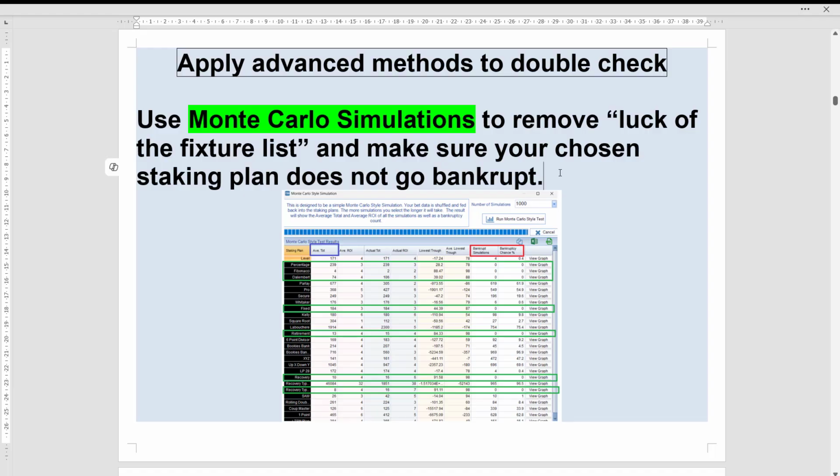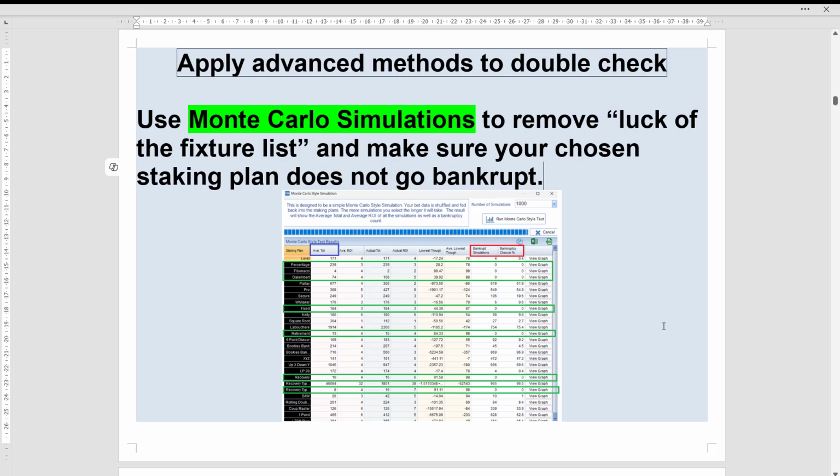Once you've got your data in there and you've found the staking plans that you're interested in, run Monte Carlo simulations and see if it will last with a different fixture list. Because in the next year coming up, even if the strategy keeps its trend and keeps its yield, if you get a different fixture list, maybe it might go bankrupt just through bad luck of having too many losses in a row or something. So that's what's really good about a Monte Carlo simulation.